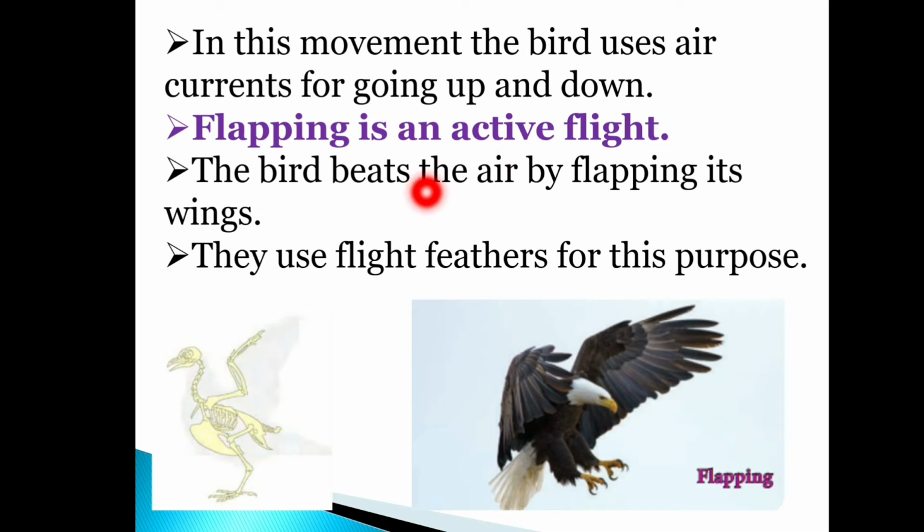Flapping is an active flight. The bird beats the air by flapping its wings. They use flight feathers for this purpose. Air current is air moving sometimes with considerable force. Okay, so this bird beats the air by flapping its wings. So flapping is an active flight, so they use flight feathers for this purpose. So flapping is moving the wings up and down.